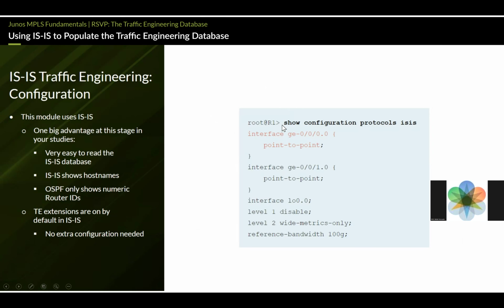this is the sample configuration of ISIS. See here, under the configuration, edit protocols isis, the interface is enabled here. Level 1 is visible here, wide metrics are used here, and they're using the reference bandwidth. This is the basic configuration of ISIS. There is no additional concept or configuration here.